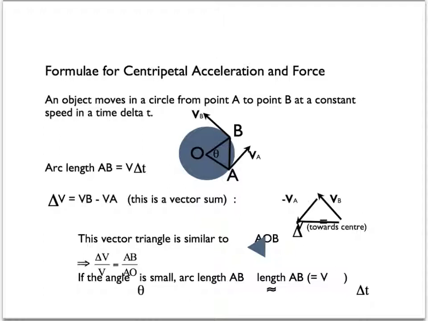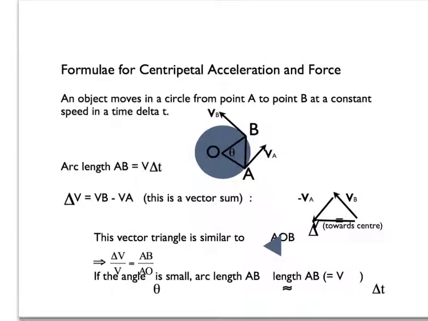Now we can also consider the velocity. That's the speed with direction at each point, and you can see that labelled on the circular diagram there, VA and VB. The change in velocity, delta V, will be equal to the final velocity minus the initial velocity, and that's shown by the expression VB minus VA, which of course is now a vector sum.